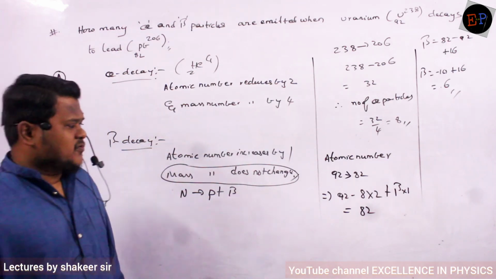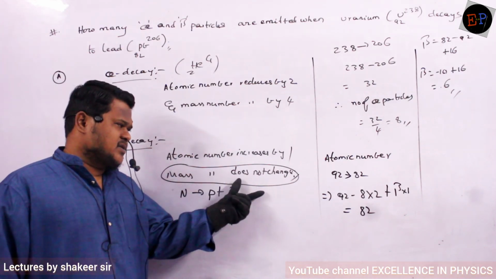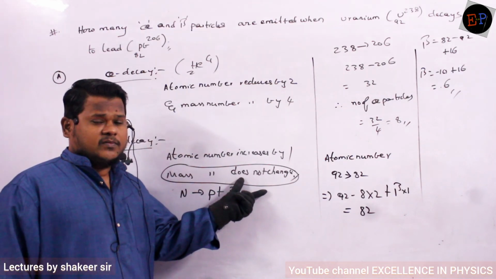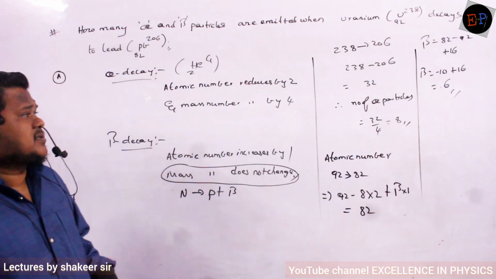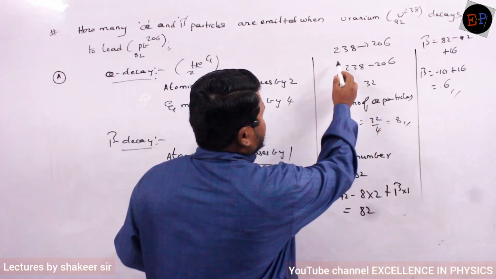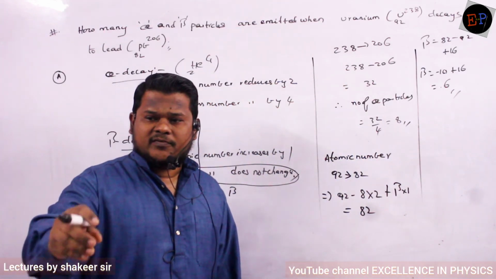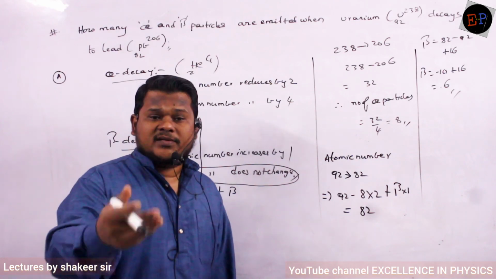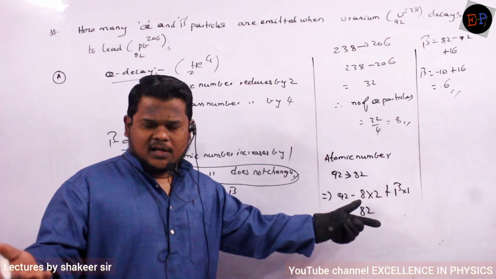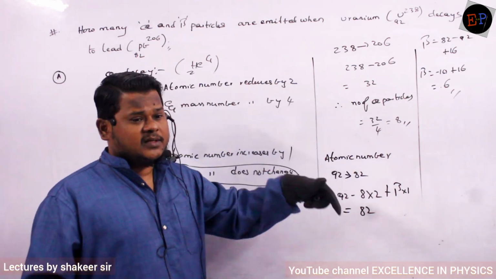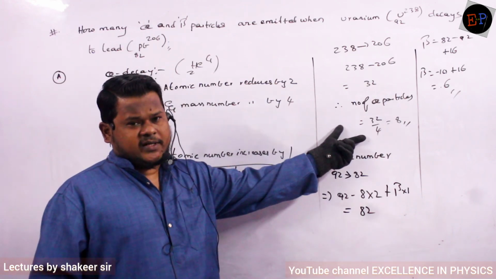Are you able to understand? So first you proceed with that value which never changes. Mass number never changes, no? When an alpha particle is released or when a beta particle is released, mass number never changes. So in the conversion from 238 to 206, the contribution should be only because of alpha, because only when alpha is released will mass number change. So first you calculate that one, 8 alpha.